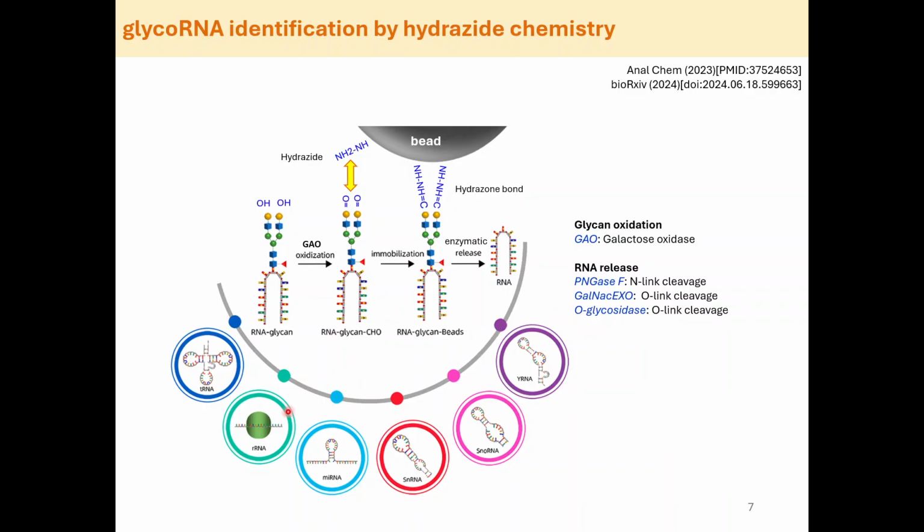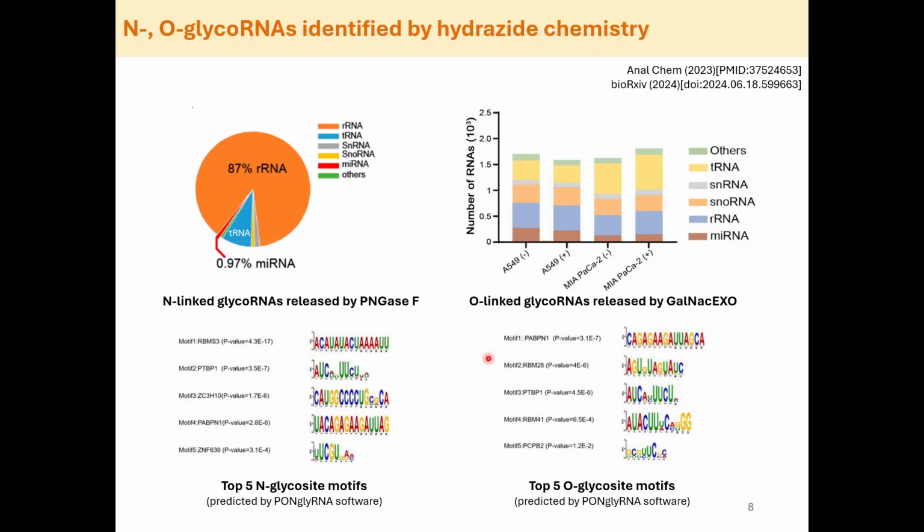Sequencing analysis identified glycoRNAs made of tRNA, rRNA, miRNA, snRNA, snoRNA, and Y-RNA. The N- and O-linked glycoRNAs identified by hydrazide chemistry are small RNAs including rRNAs, tRNAs, and miRNAs. The top glycosylation site sequence motifs are predicted by PONGL-YcRNA software.